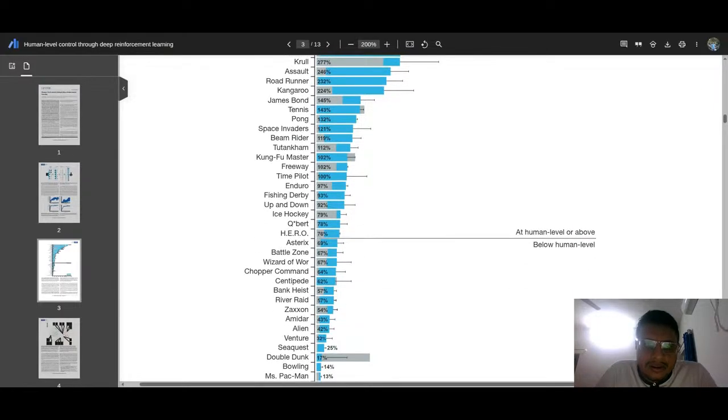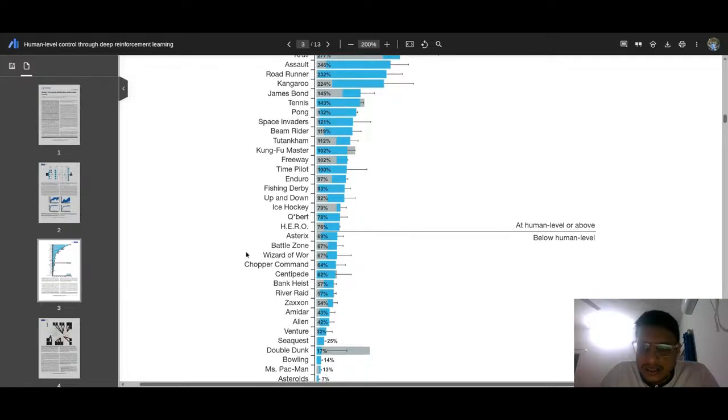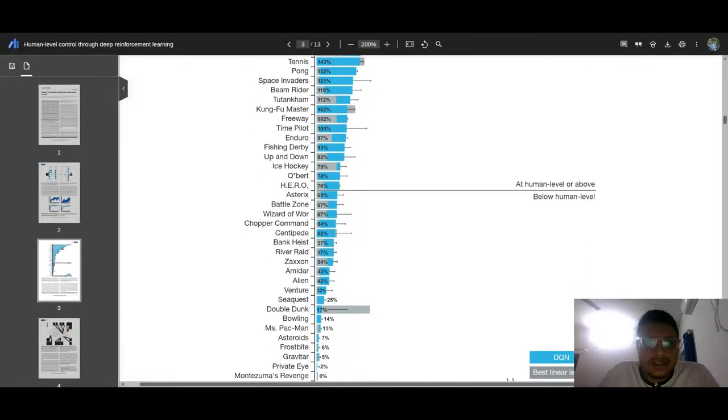Name this game. This is Pong, Space Invaders, Beam Rider. You can see the comparison between manual playing and automation, at human level or above or below human level. We can see 69% below human level in a different kind of games, 62%, 97%. Time Pilot is 100%, Freeway 102%, Tutankham 112%, Beam Rider 119%.